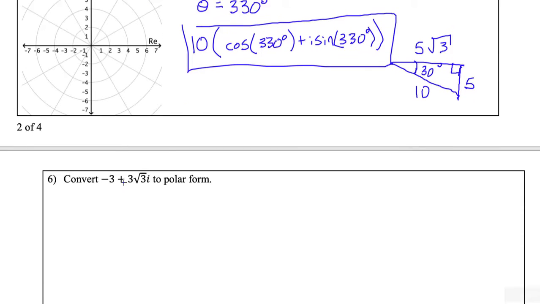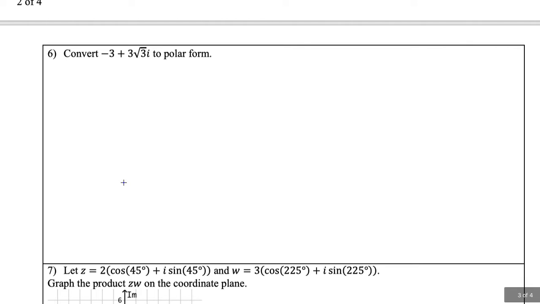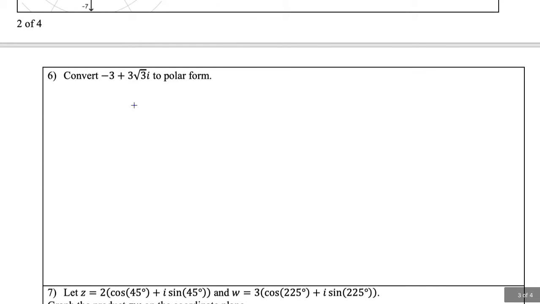All right, let's do number 6. Hey, there's another converting to polar form. This one is a slightly different type of question. I'm pretty sure this one is a free response, whereas the last one was multiple choice. That's why I included both of them in here.